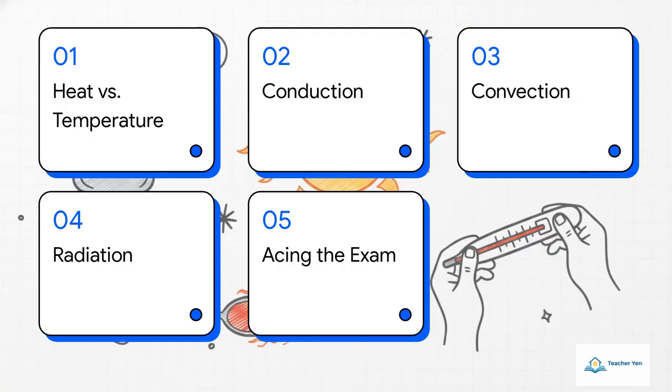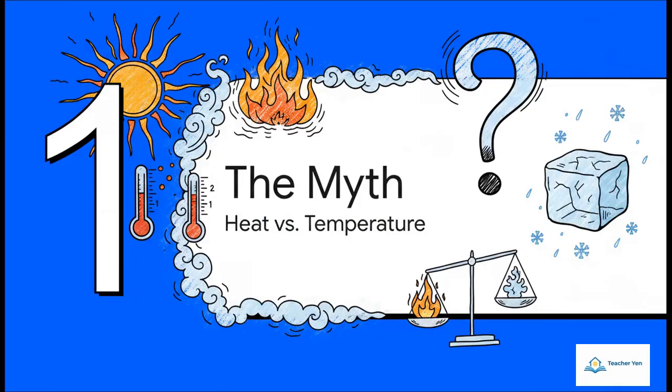All right, here's our study guide roadmap for today. 1. The myth, heat versus temperature. 2. Conduction. 3. Convection. 4. Radiation. And 5. Acing the exam. Okay, let's hit part 1, the myth, heat versus temperature.